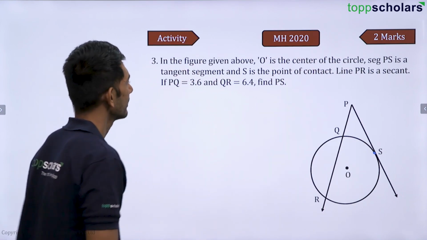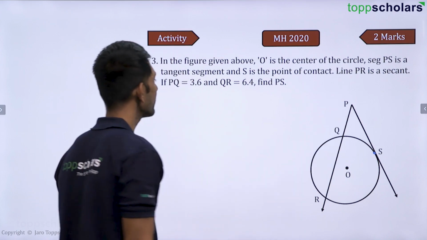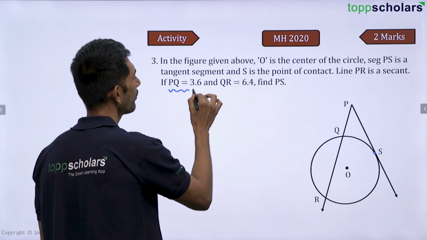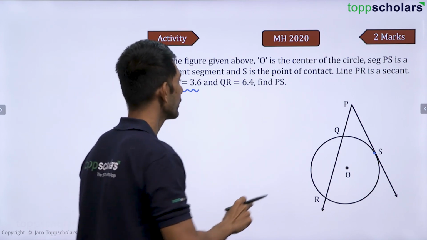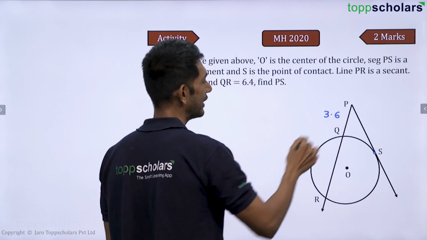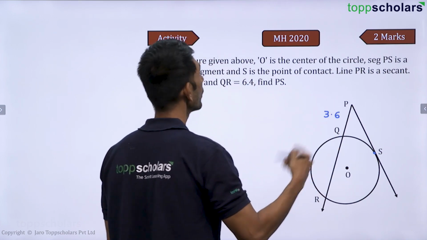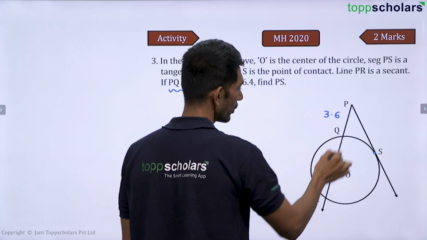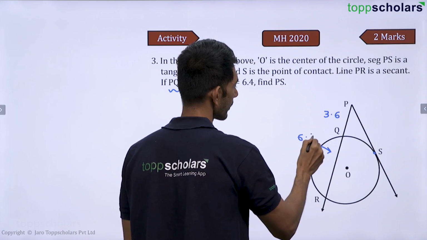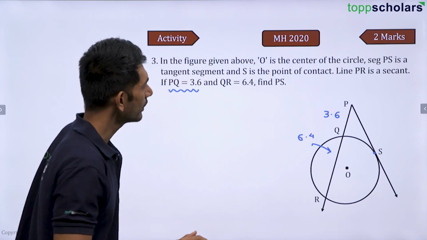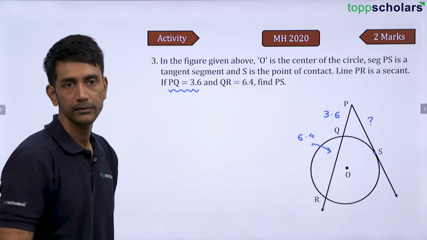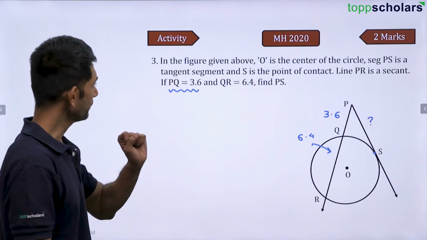And line PR is a secant. Correct? And the value of PQ is given, 3.6. So the value of PQ is over here. This is 3.6. The value of QR is given. So this QR is 6.4. We are supposed to find out the value of PS. Correct? Okay. Now understand.